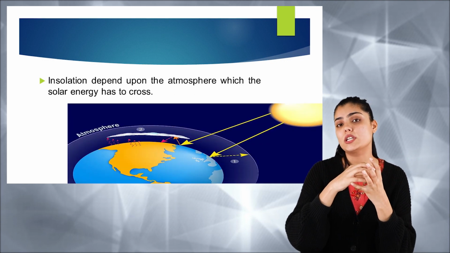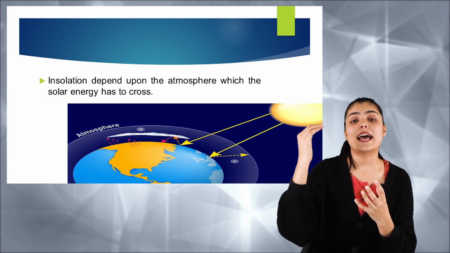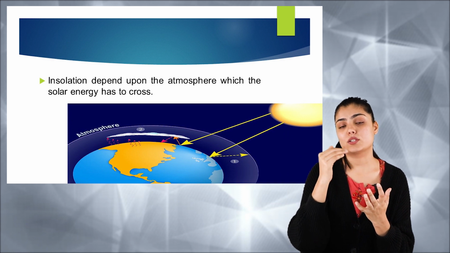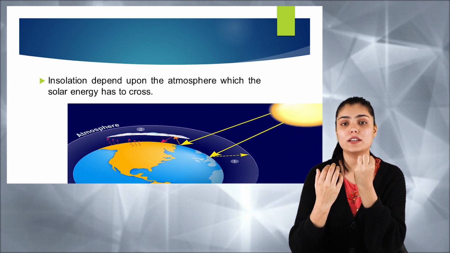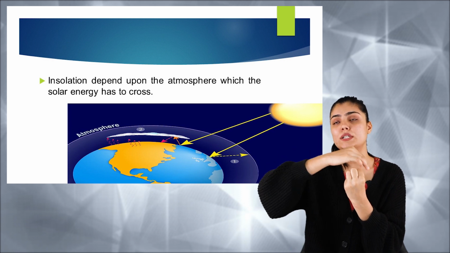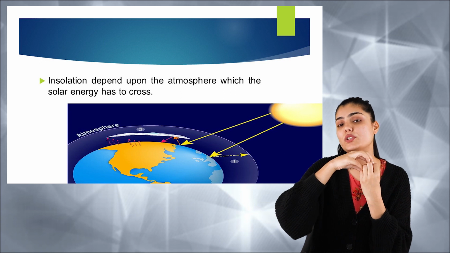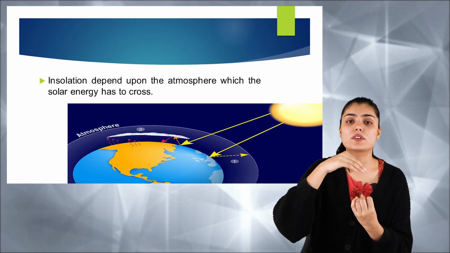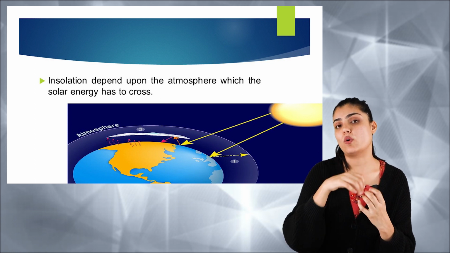So the insolation also depends on the atmospheric layer that the radiation of the sun has to cross. For the sun to reach the earth, as I said, it is a layer outside the earth, right? It is an envelope outside the earth. The sun's radiation has to cross that layer in order to reach the earth's surface. So this layer also plays a major role in determining the climate of a particular region of the earth.